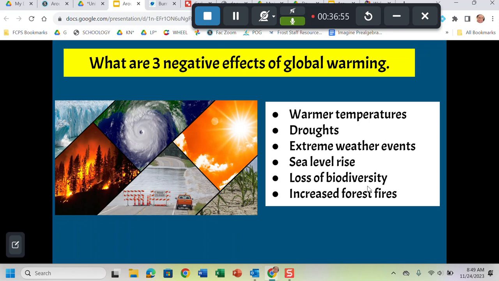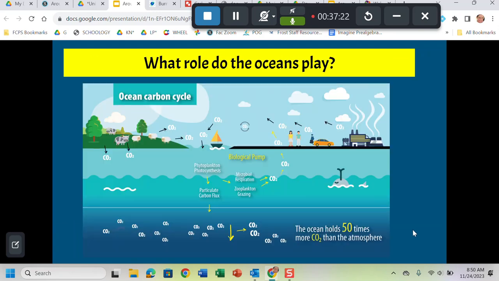That causes a loss of biodiversity. We might not have the variety of plants and animals, and that's because some of those habitats are being destroyed. We can have an increase in forest fires. Another reason that we might lose biodiversity is with the sea level rising and the increase in carbon dioxide in that water. Some of our oceans are a little bit more acidic, and just a little bit of acidity is going to change which plants and animals can live there.